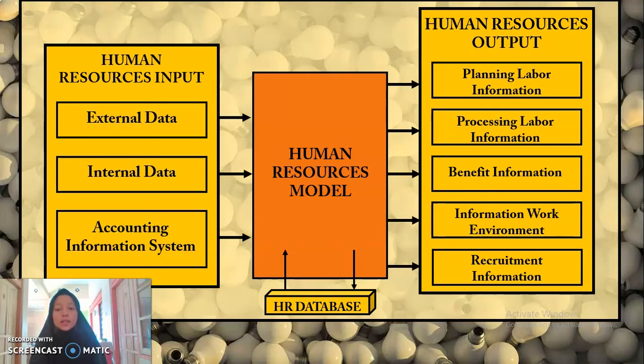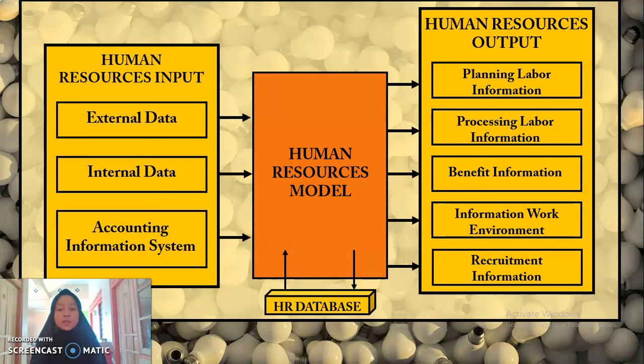What are the desired outputs from this human resource information system? The first is planning labor information, which is the information needed by managers to plan workforce needs, both short and long term, used for analysis of labor turnover, labor cost budget, and how to plan the workforce itself. The second is processing labor information. This information is related to training, assessment, job or skill evaluation, career advancement, discipline, and job reallocation.